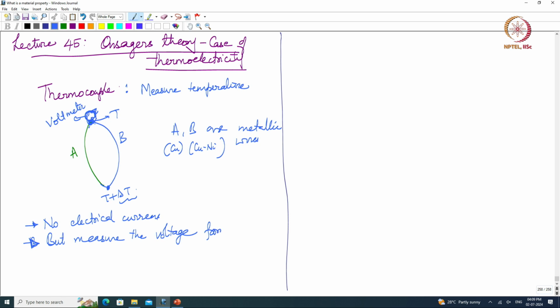From the voltmeter. Okay, so let me redo it, since I cannot undo things here. So, A is like this and B is like this. A is at, so this junction is at T plus delta T. This is the temperature I want to measure, whereas here I have connected a voltmeter.